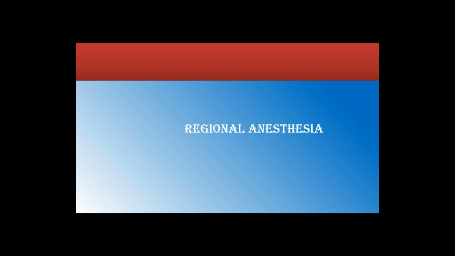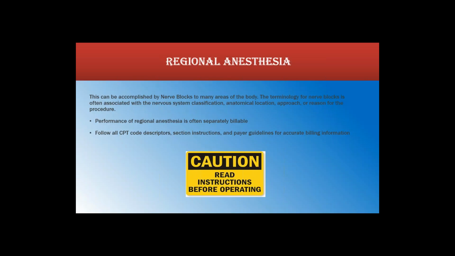The next section on the way up the hierarchy is regional anesthesia. Regional anesthesia can be accomplished by nerve blocks to many areas of the body. The terminology for nerve blocks is often associated with the nervous system classification, anatomical location, approach, or reason for the procedure. Performance of regional anesthesia is often separately billable.